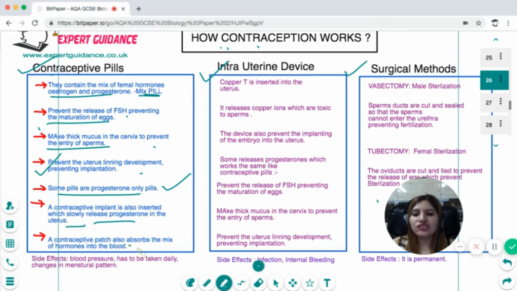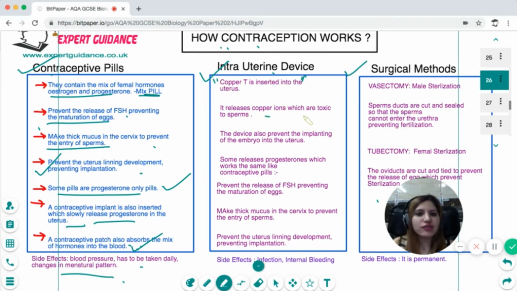Or the contraceptive patch is also used, which absorbs and mixes the hormones into the blood. They have side effects like high blood pressure, they have to be taken daily, and they cause changes in the menstrual pattern.